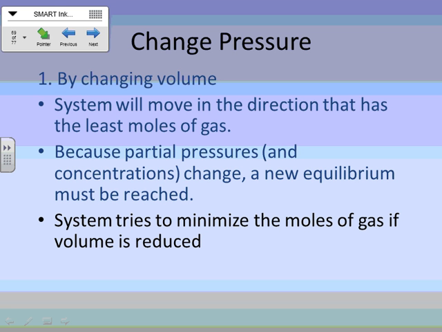And again, this is basically just saying what I just explained to you. The system tries to minimize the moles of gas if the volume is reduced. And so it's going to shift to the side with the least moles of gas.